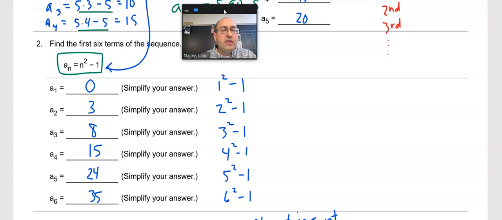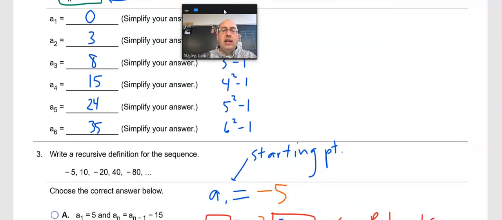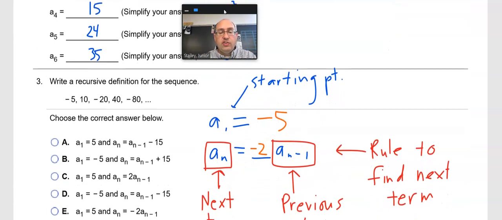That's a different question. All right, so question 2. Plug in a 1, 1 squared minus 1. Plug in a 2, 2 squared minus 1, 3 squared minus 1, 4 squared minus 1, 5 squared minus 1, 6 squared minus 1. That's all you're doing. These explicit formulas are pretty doggone easy, right? And you just type on a calculator and get your answer, and you move to the next part. So nothing too tremendously unusual about that.